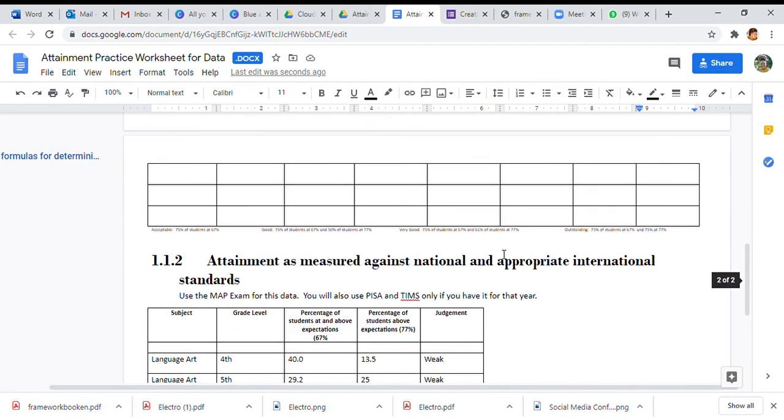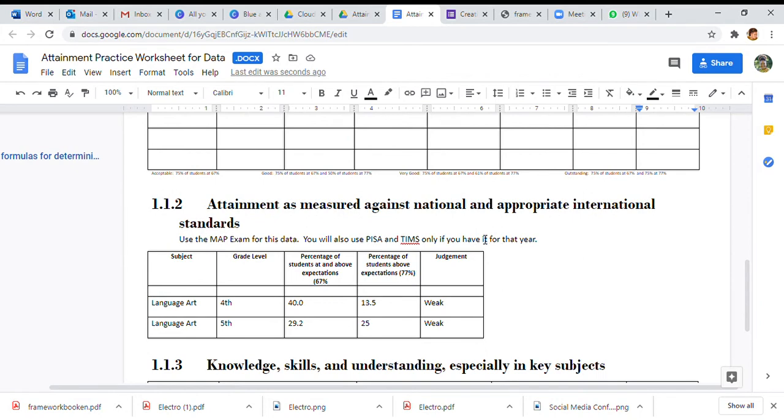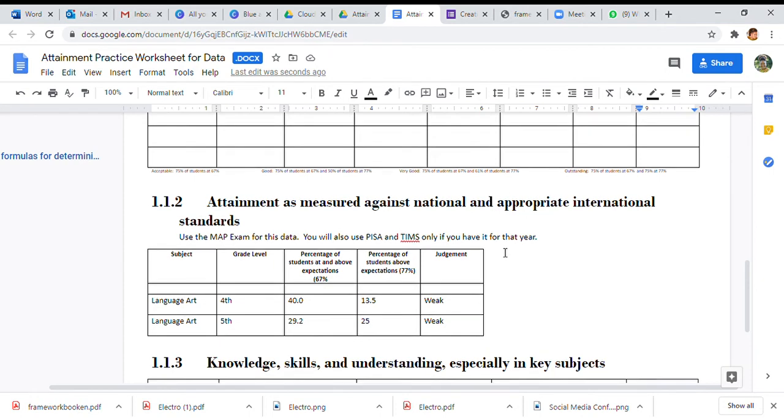Now, 1.12 deals with MAP testing exams because it's measured against national and appropriate international standards. If you take MAP testing, if you're American curriculum, this is what you use. If you use something else, if you're UK, I don't know your test, but this is the data you use, and you use the same formula. Now, you will use PISA and TIMSS if you have that information here as well.